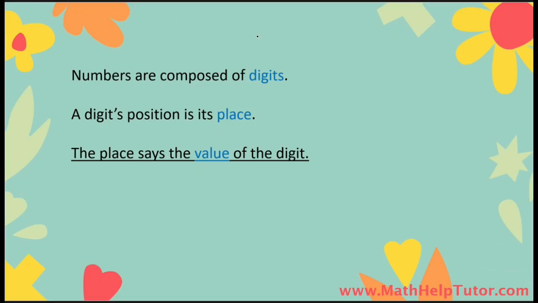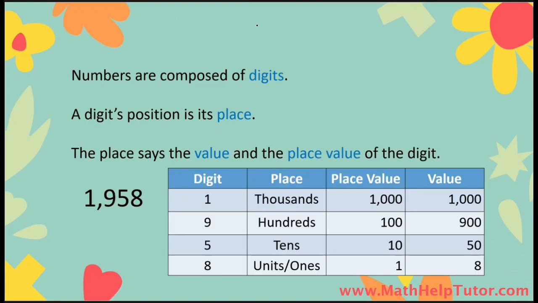Knowing the place of a digit is important because that tells us the value of the digit. Looking at the number 1958, you can see that it is composed of 4 digits. And these digits are arranged in specific places, which then indicate to us the value of each of its digits. Now, each place has its own place value.